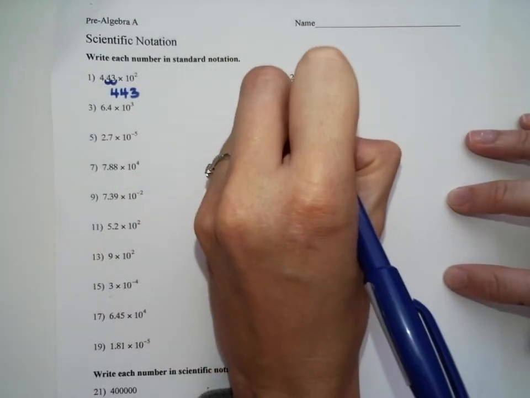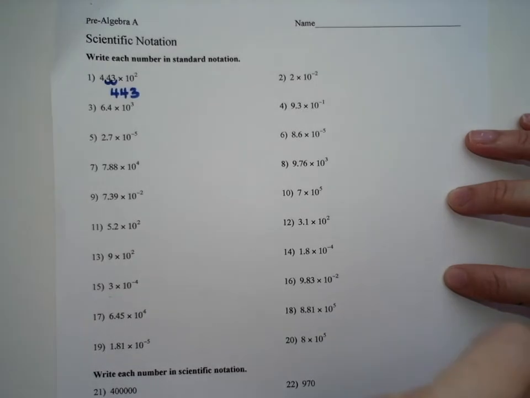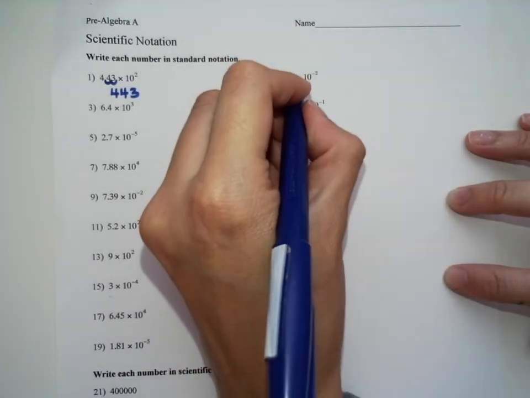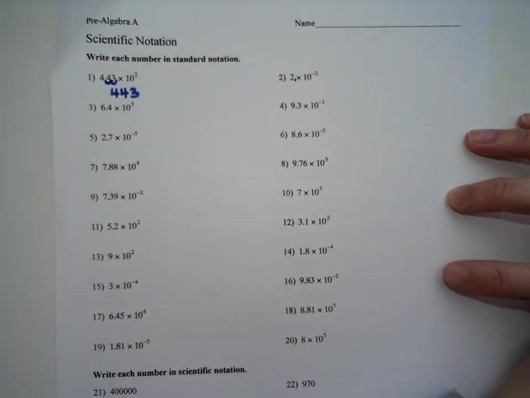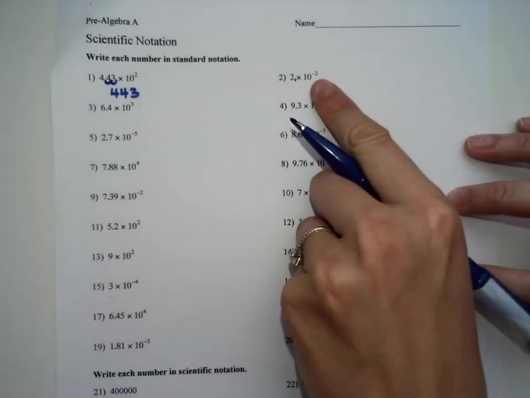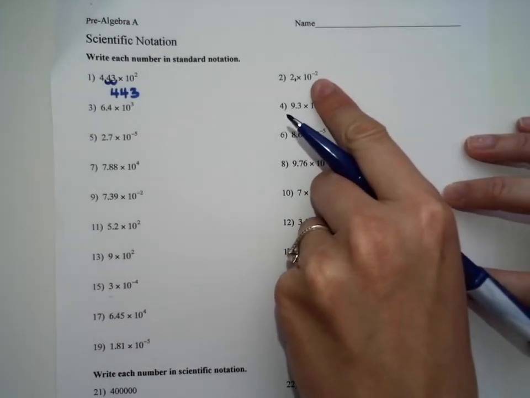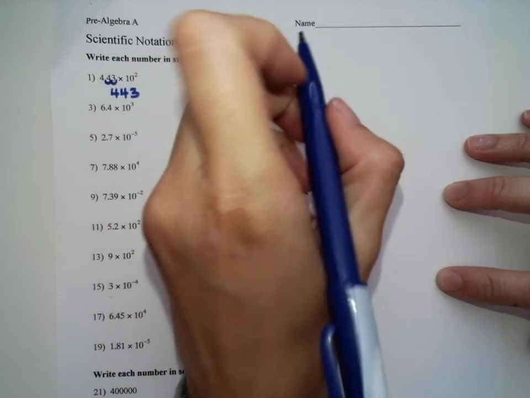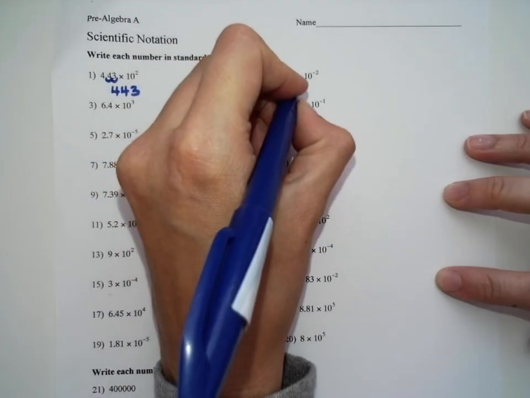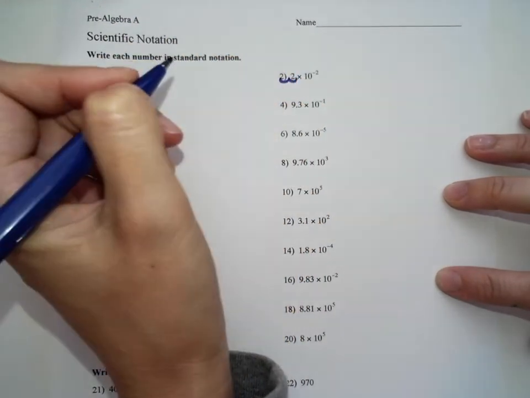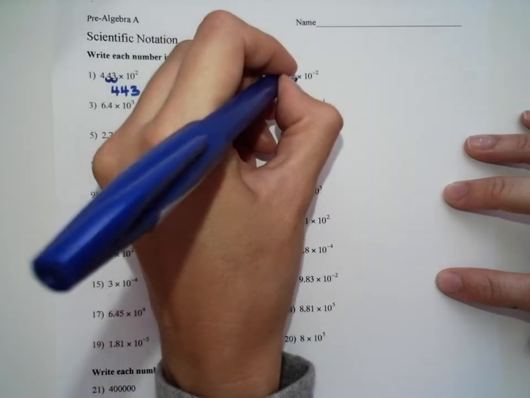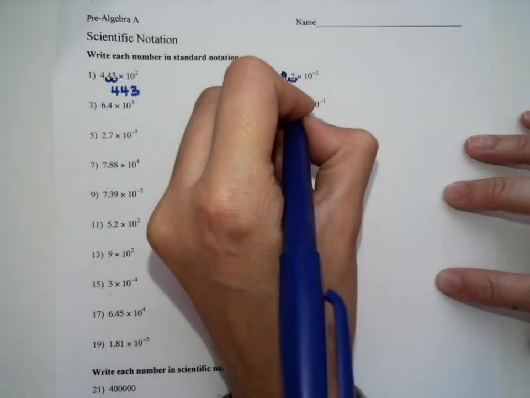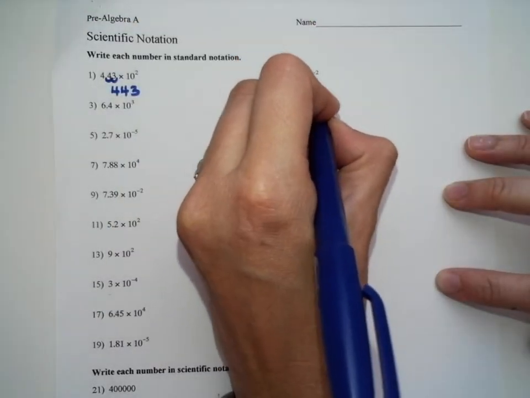For number 2, what if we have 2 times 10 to the negative 2nd power? So we have to put our decimal right after the 2. And since it's a negative exponent, we are going to be moving to the left. And how many times? 2 times. So we go 1, 2 times. And put our decimal. We need to add our 0 here. So this is 0.02.